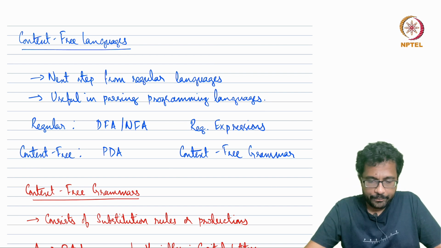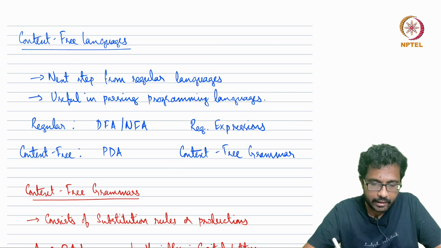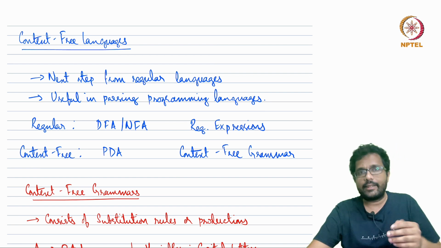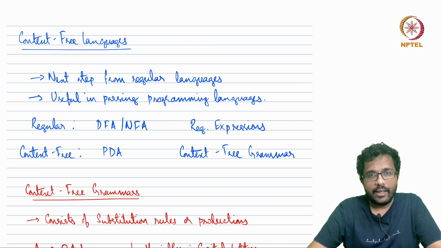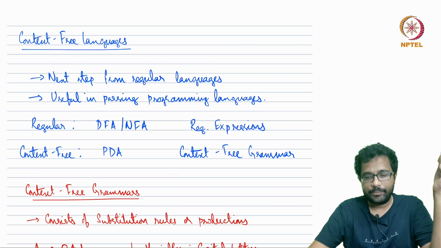Now in this lecture we are going to start on a new topic, which corresponds to chapter 2 in the book, called context-free languages. We can consider this as the next step from regular languages. This will be somewhat more general than regular languages, and one of the applications is that it is useful in, let's say, compilers or parsing languages.